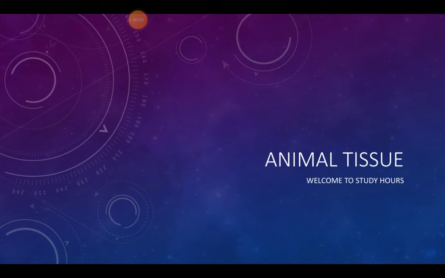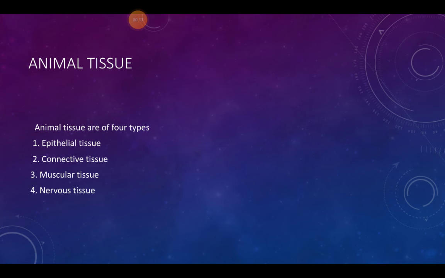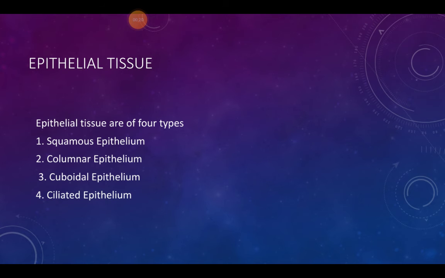Today my topic is animal tissues. Animal tissues are of four types: epithelial tissue, connective tissue, muscular tissue, and nervous tissue.